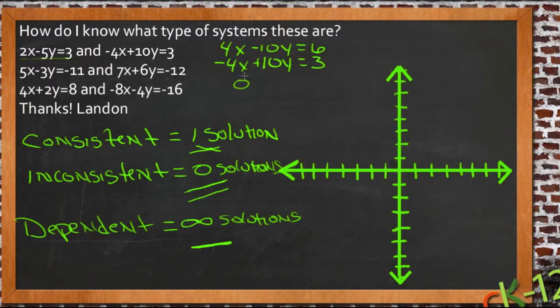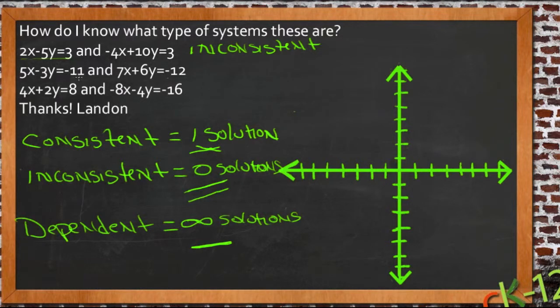So now we add straight down. 4x minus 4x is 0. And negative 10y plus 10y is 0. And 6 plus 3 is 9. So when we solve these two equations together using elimination, we come out with 0 equals 9. That's obviously not true, which is the hallmark of an inconsistent system. If you solve the two equations and what you come out with is a statement that is not true, then there are no solutions that work for both equations at the same time. So this system right here is inconsistent. There are no solutions.